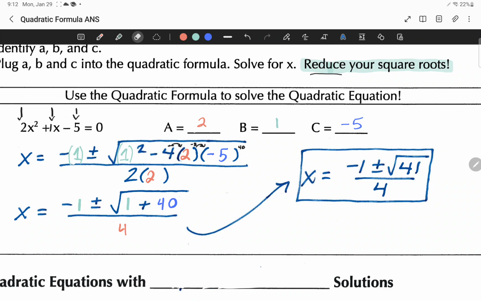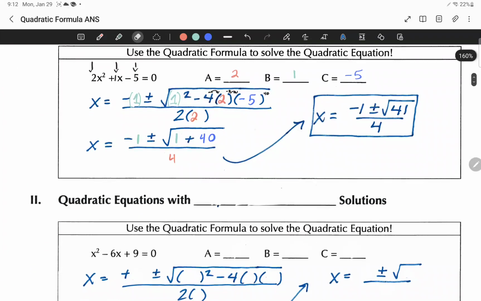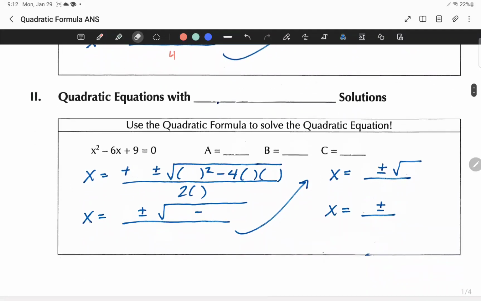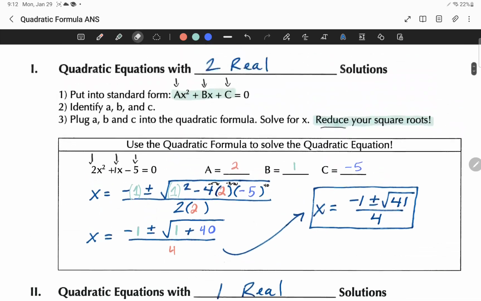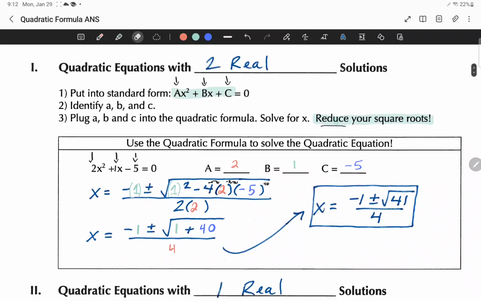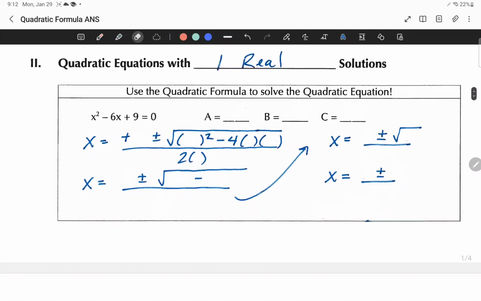Now, for the other ones, we're going to be moving a little faster. So now let's go and look at the second example here. Now, quadratics can also have one real solution, meaning that you're going to get one solution regardless. Only one of your points is going to be touching on your x-axis. So your graph is going to be touching the x-axis in only one spot. Over here we had it touching 2 spots. Now we're going to have it only touching 1 spot.